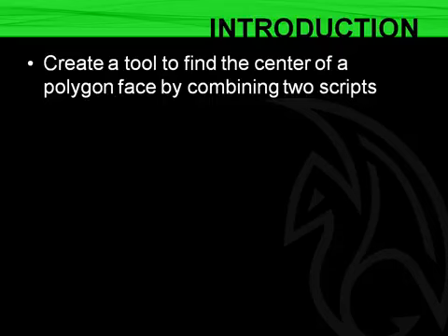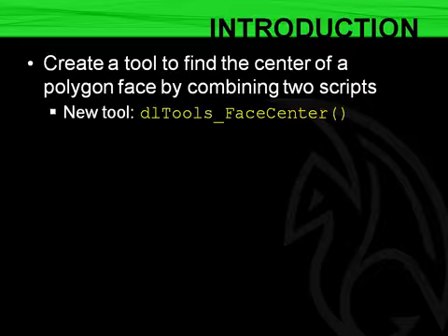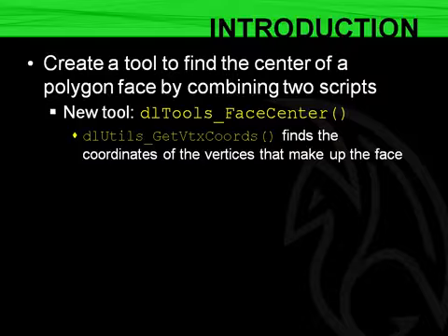So let's look at a really simple example. What we're going to do is create a tool to find the center of a polygon face by combining two scripts. Remember, like I said, we're going to take DL Math and DL Utils and put them together to create DL tools. So we're going to create a new tool called DL Tools underscore face center. Okay, and it's going to be made up of two scripts, of two procedures.